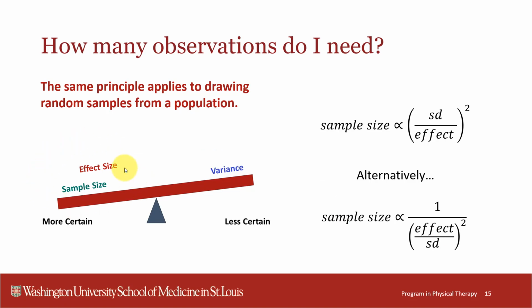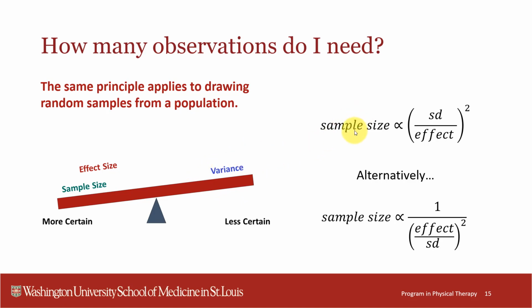The effect size and the sample size are going to affect power positively, whereas the variance is going to affect power negatively, because it's going to be easier to detect large effects. It's going to be easier to detect effects with large samples, right? But if you have highly variable data, it's going to be much harder to detect those effects, holding other things constant.